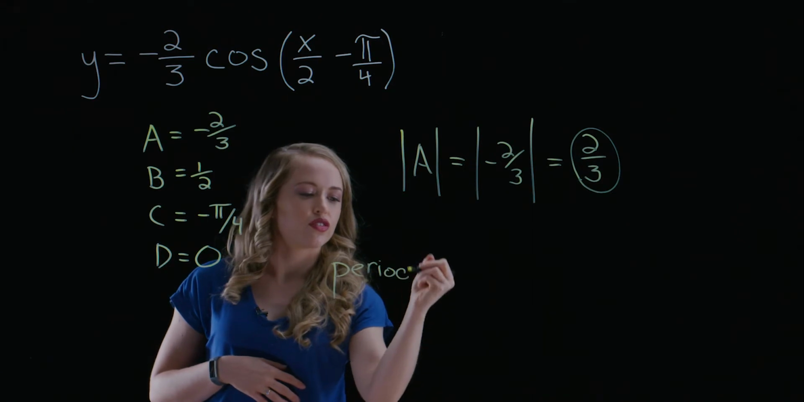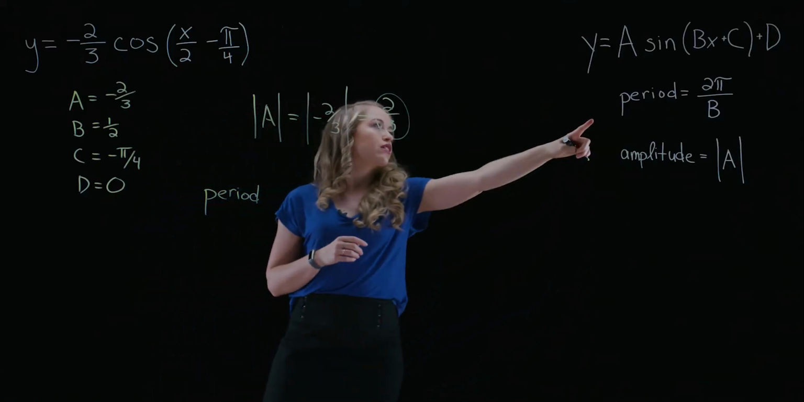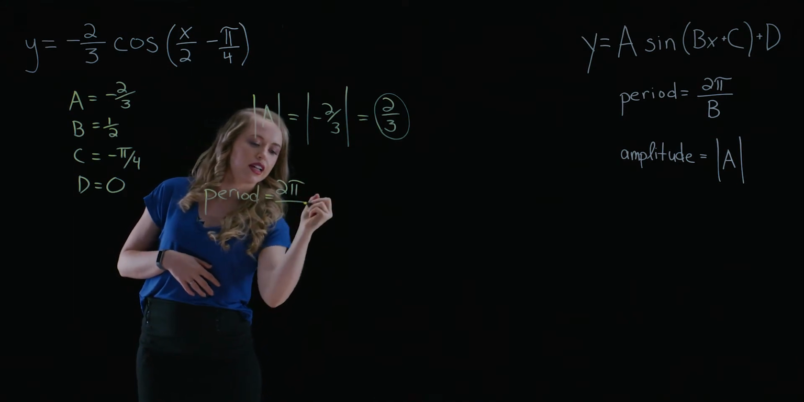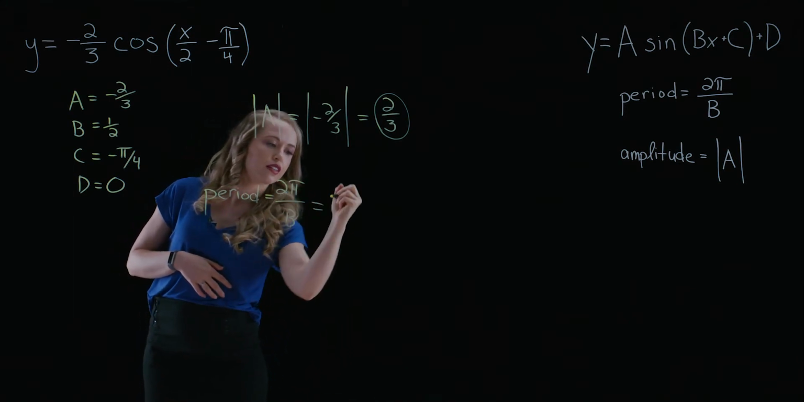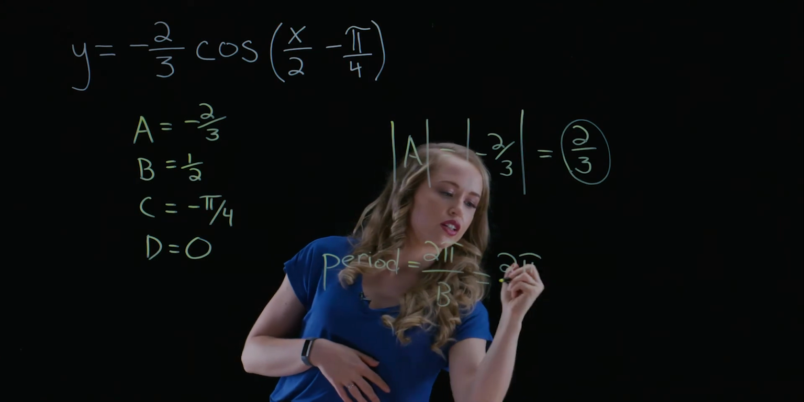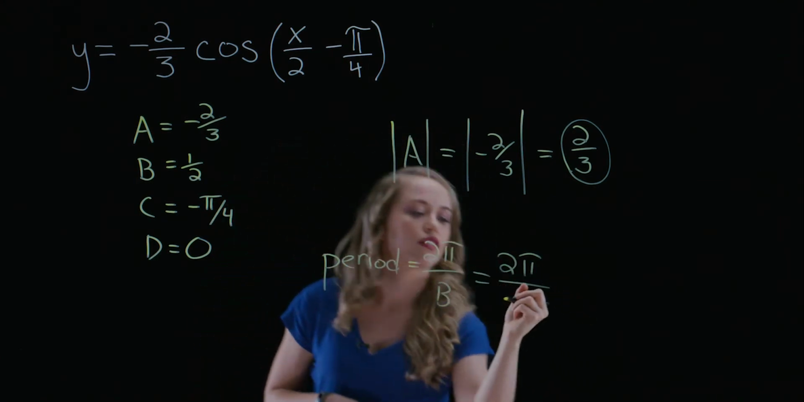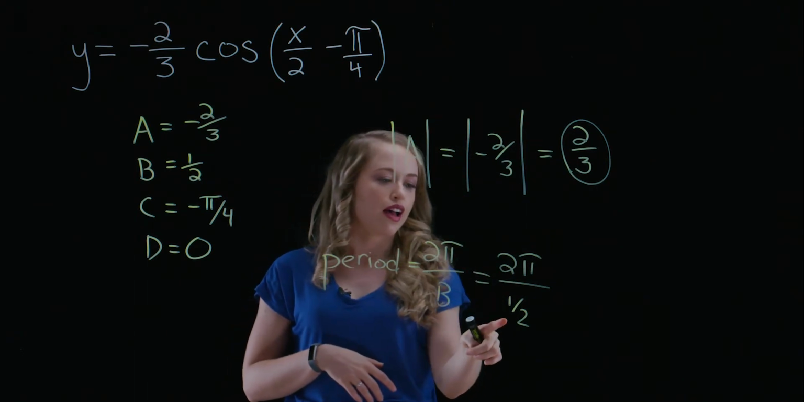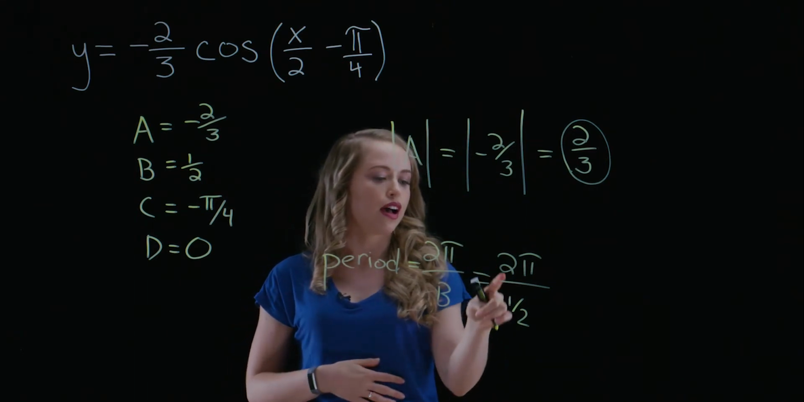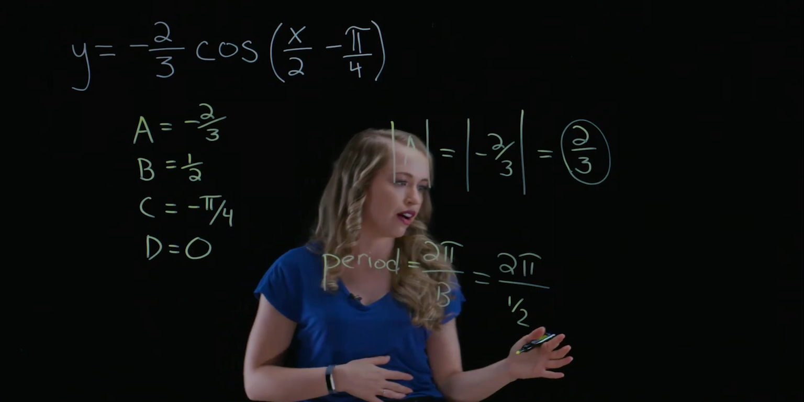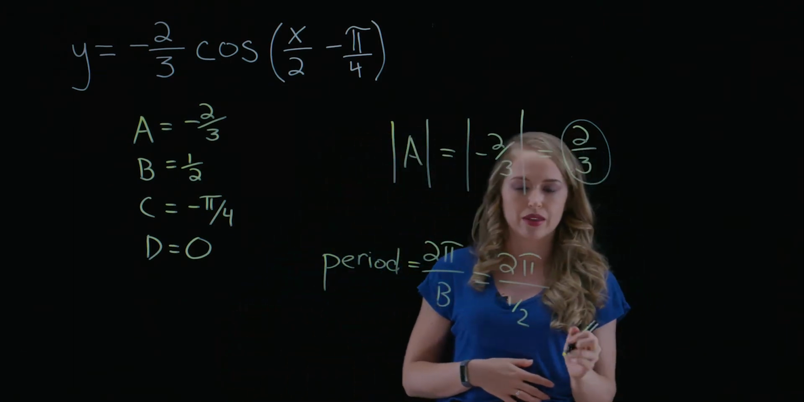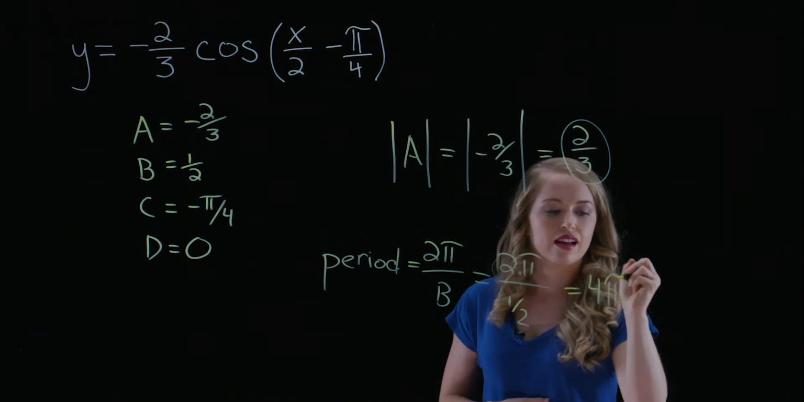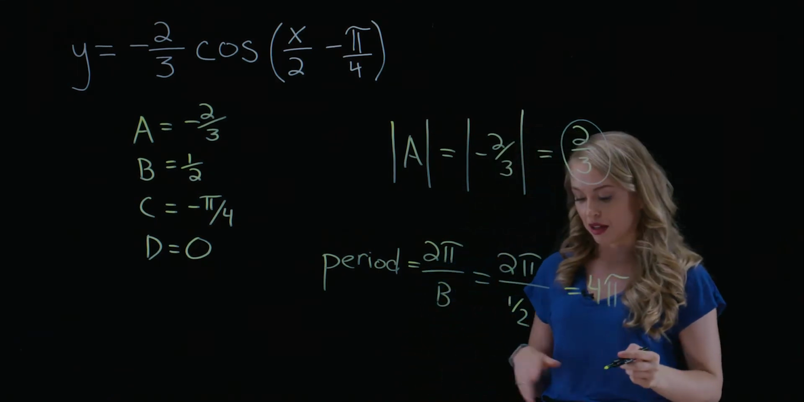Again, I wrote the equation for us here. Our period is going to be 2π over b. I have already identified b for us in this particular function. It was 1/2. 2π divided by 1/2 is the same as 2π times 2, because how do I divide fractions? I multiply by the reciprocal. This becomes 4π. I've identified my amplitude, I've identified my period.